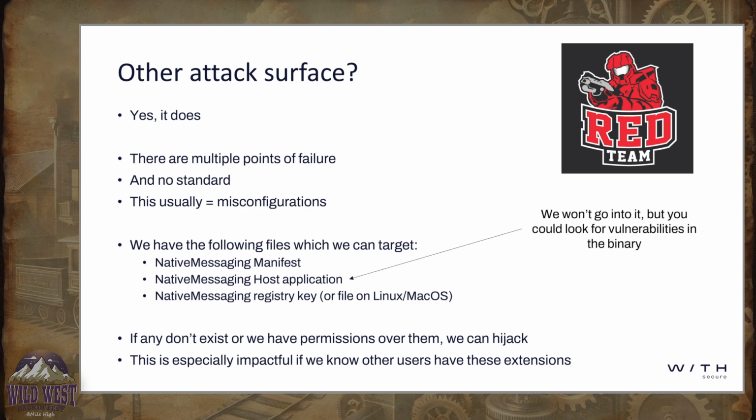But quickly, before we do that, I just want to point out that we won't go into it loads in this presentation because it's a bit out of scope, but you could also look for vulnerabilities in the native messaging host application itself. And if you were able to find one, it would essentially act as a cheap browser exploit. What I mean by that is a lot of these extensions would look at every page you visit to see if they need to do anything, and send some of the data on the page back to the native messaging host application to, again, see if it needs to do anything.